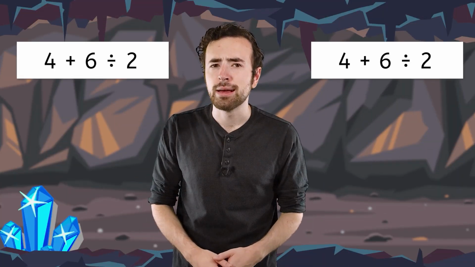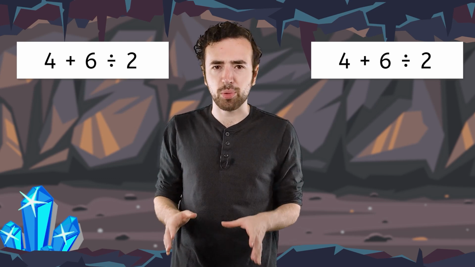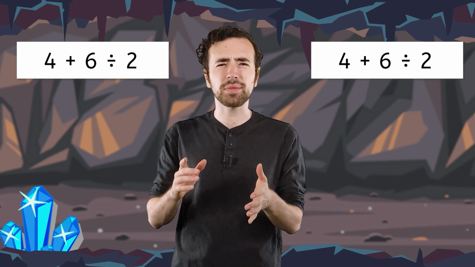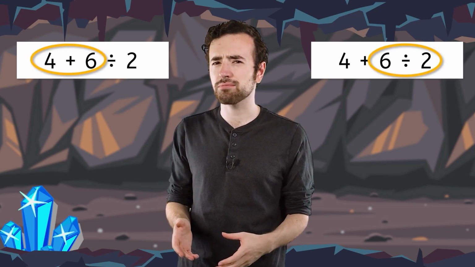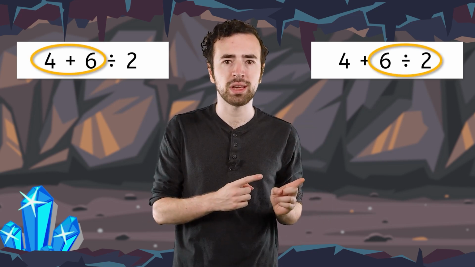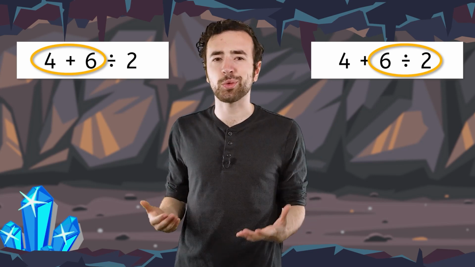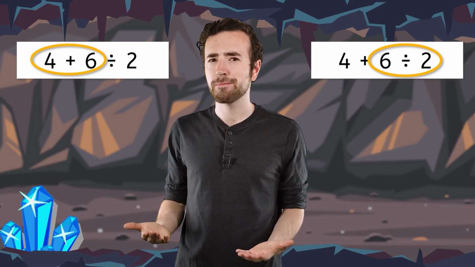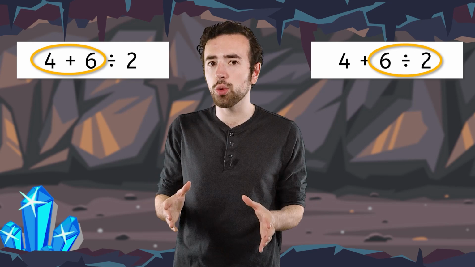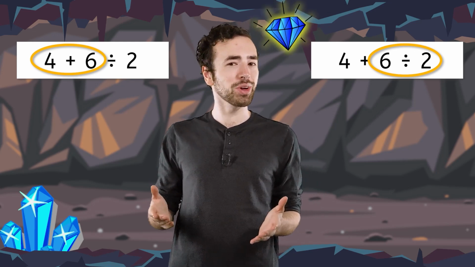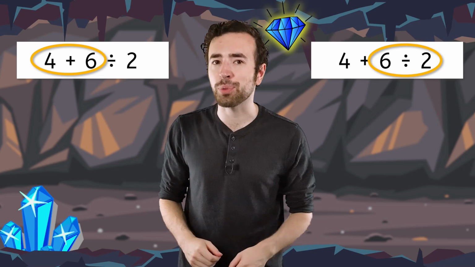Back to the mine. Mia and I solved the same problem, so why did we get different answers? Maybe it has something to do with how we solved it? Mia divided first, I added first. Do you think it matters which operation we started with? How can we be sure we are always solving problems correctly? We can utilize the order of operations.